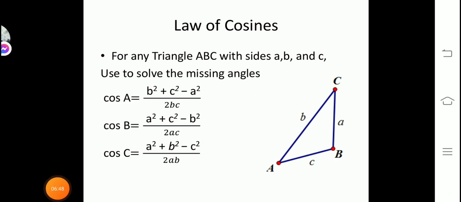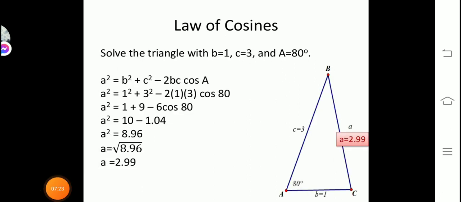So for any triangle ABC with sides a, b, and c, use the law of cosines to solve for a missing angle. So cos A equals (b squared plus c squared minus a squared) over 2bc. Cos B equals (a squared plus c squared minus b squared) over 2ac. Cos C equals (a squared plus b squared minus c squared) over 2ab.